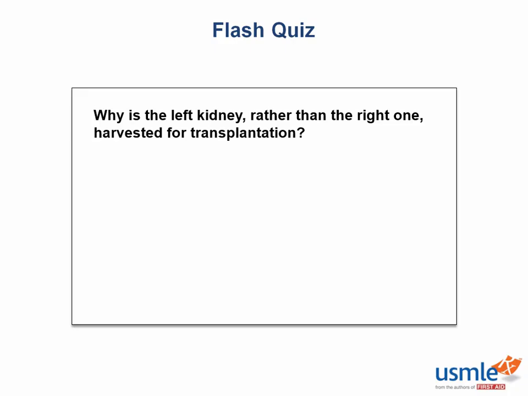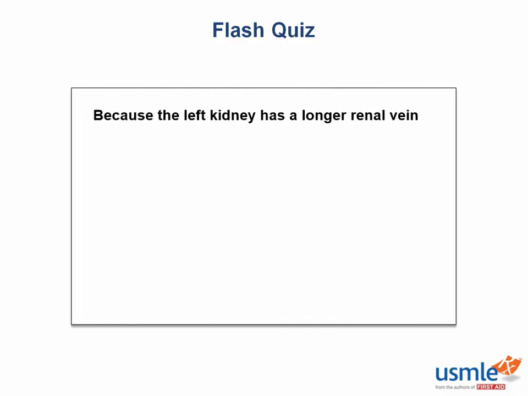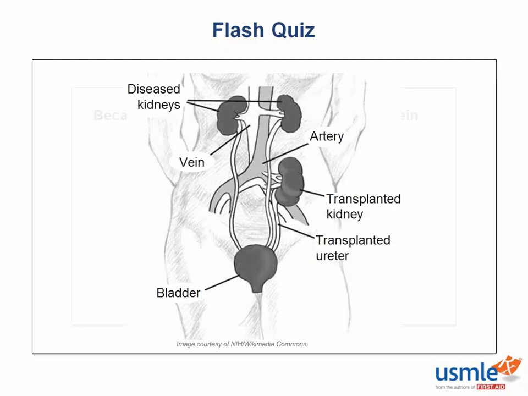Time for a flash quiz. Why is the left kidney, rather than the right one, harvested for transplantation? That's because the left kidney has a longer renal vein. Remember that the IVC lies to the right of the aorta, so the left renal vein will be longer.